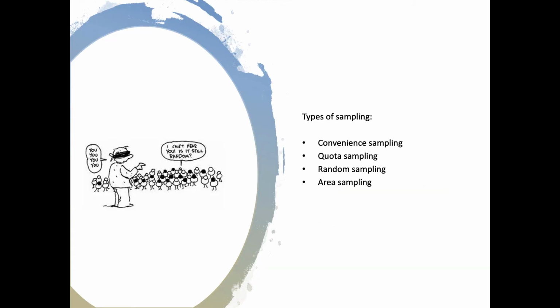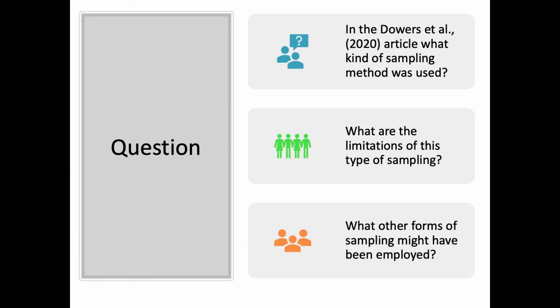There are several different types of sampling methods. There's convenience sampling, quota sampling, random sampling, area sampling. Now, what I'd like you to do as an example of identifying sampling methods and also considering alternate forms of sampling methods is to return to the original article that we introduced at the start of this lecture. So the Dowers et al. 2020 article, Virtually Trans. And I want you to answer 3 questions.